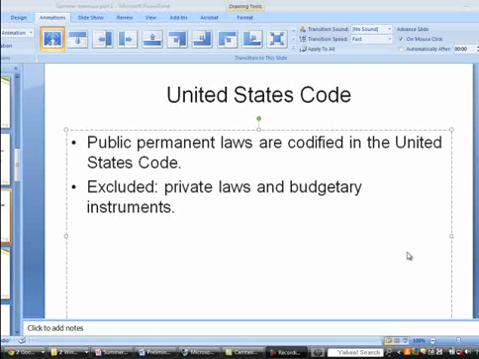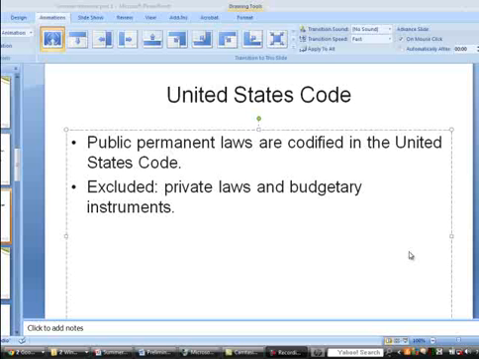United States Code. Introduction. Public permanent laws are codified into the United States Code. Excluded: private laws and budgetary instruments. You will recall that the statute at large is arranged in chronological order. In the United States Code, the laws are arranged by subject matter.